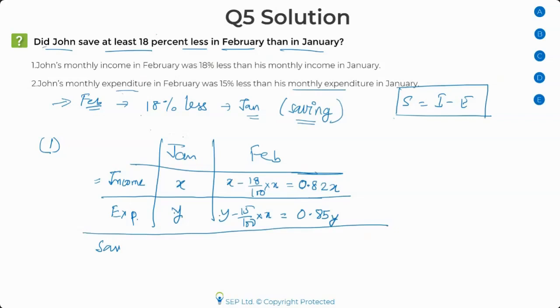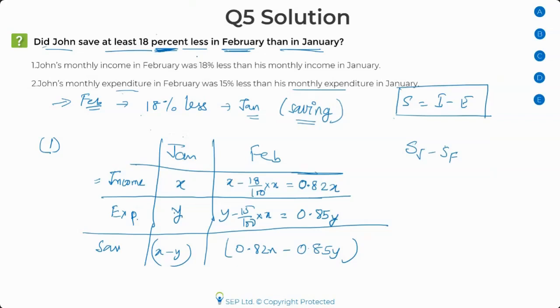And now, obviously, this statement alone is not sufficient, so you can find out the savings. The savings for January is going to be X minus Y. The saving for February is going to be 0.82X minus 0.85Y. And again, I'm doing all this so that this is perfectly clear. This is what the saving is. The question is, as you can see, is saving in February less than in January by at least 18%? So what they're asking me to do is find the difference of savings, January, February. I'm looking for a percentage.